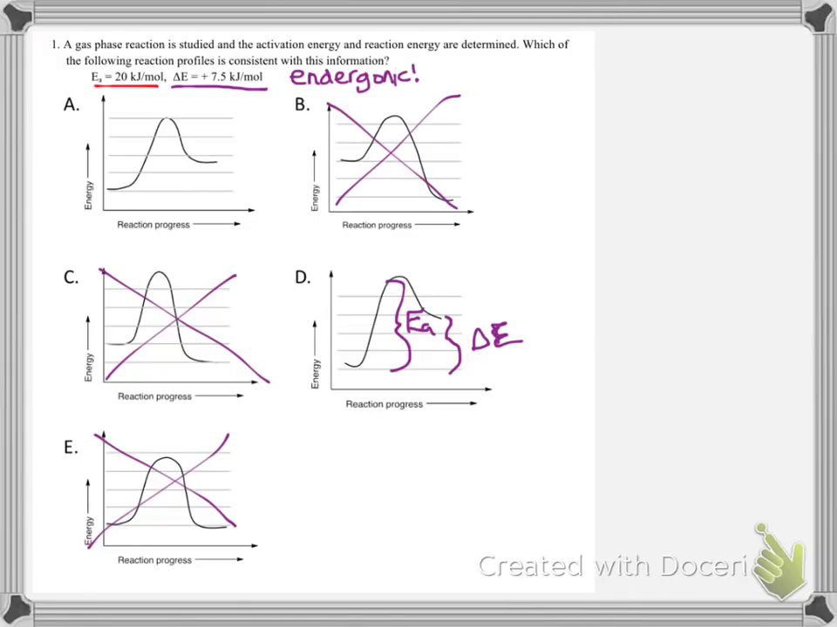But let's take a closer look at choice A. Here, our proportions look just right. In fact, if we were to calculate the relative amounts, every hash here would be about 5 kilojoules per mole. So choice A is both endergonic and it has the right proportions between our activation energy and our delta E. So it's choice A for the win.